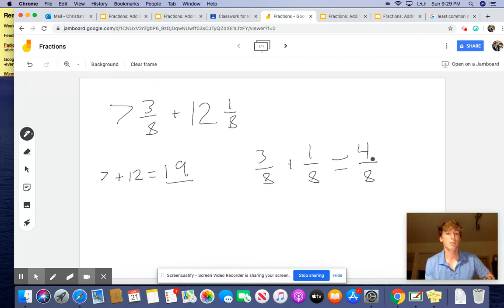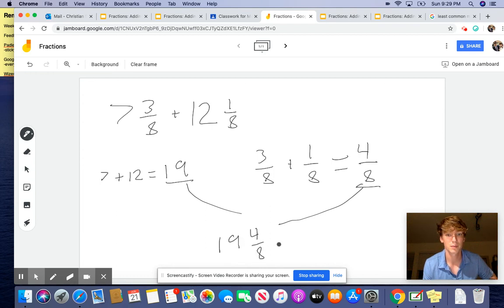We could reduce this, but let's keep it simple for right now. We're going to underline this because we need it. Remember, we still have this, so we're going to come down and we're going to combine these into 19 and 4/8, or 19 and 1/2 reduced. This 4/8 reduces down to 1/2 because you can divide both the top and the bottom by 4.